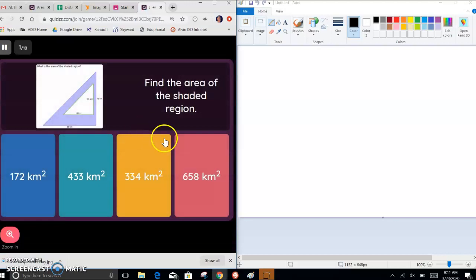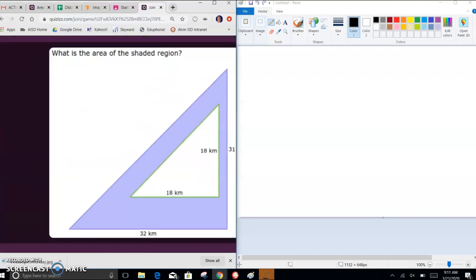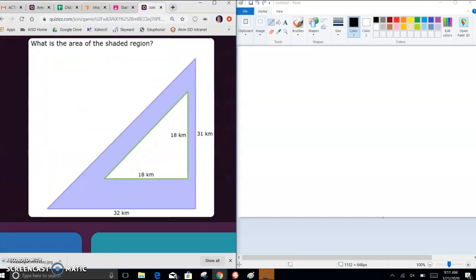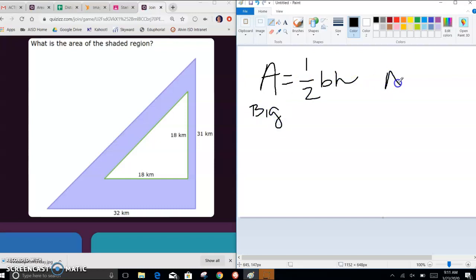So the first question that comes up is find the area of the shaded region. If you cannot see the picture, you can click on it to zoom in. There we go. If you recall correctly in your notes, you should have that area of a triangle equals half the base times the height. So I'm going to do the big triangle, and then I'm going to do the small triangle.